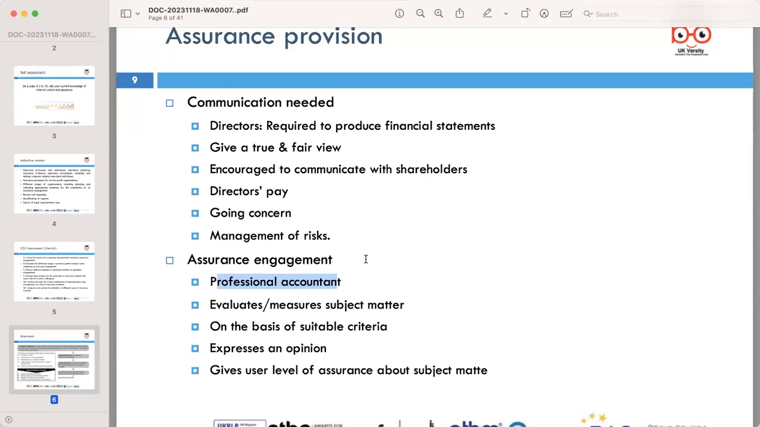So assurance engagement involves professionals who act like financial detectives, checking everything and giving their opinion to make sure we can trust the information. It's like having a reliable guide in sometimes complex financial issues.